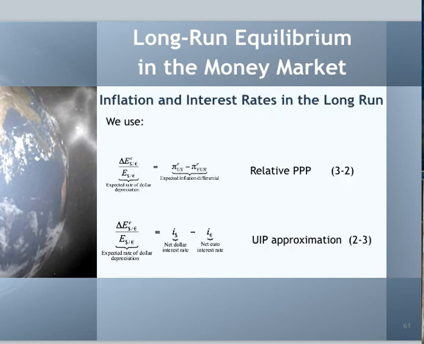Now, let's recall these two equations. We talked about them before. We talked about UIP in Chapter 2, and we talked about relative purchasing power parity earlier in this chapter. Relative purchasing power parity told us that the expected inflation differential should give us the expected rate of dollar depreciation, or the change in the expected exchange rate. And then back in Chapter 2 we learned that uncovered interest parity had an approximation, which was the net dollar interest rate minus the net euro interest rate, and that would equal the expected rate of dollar depreciation.